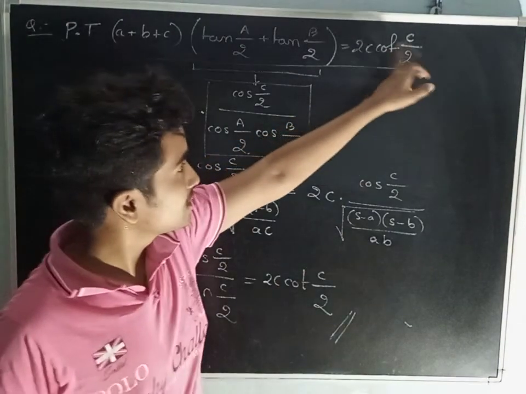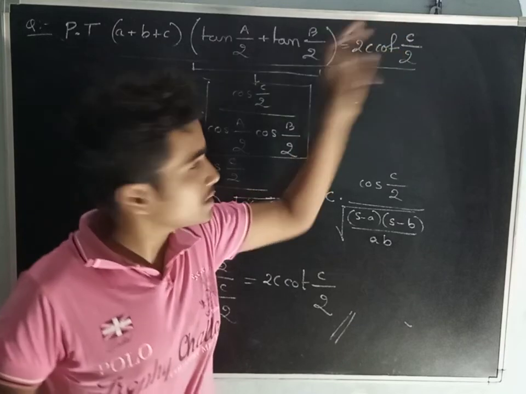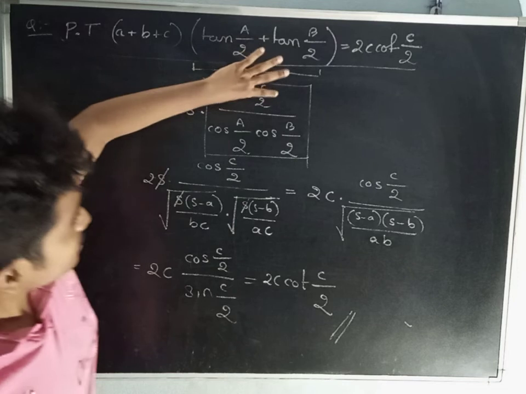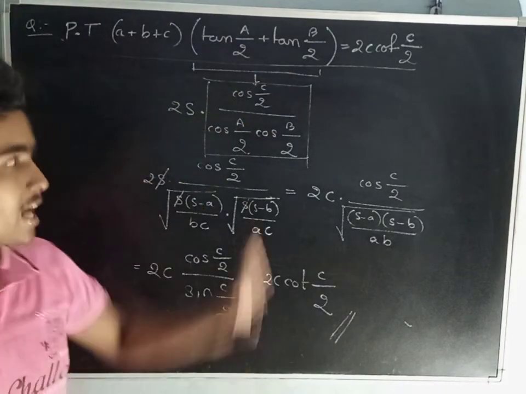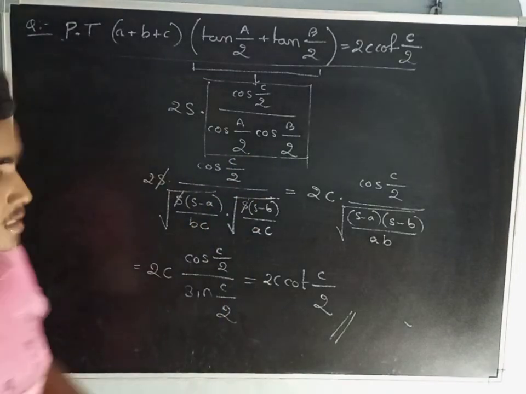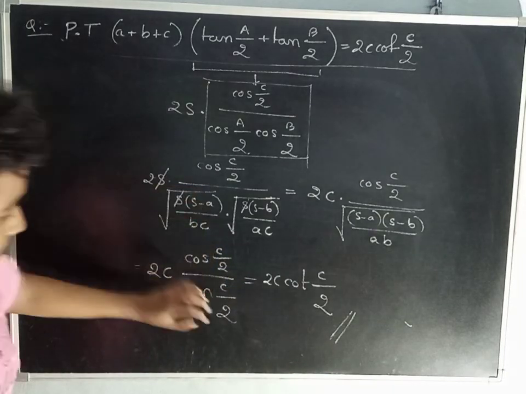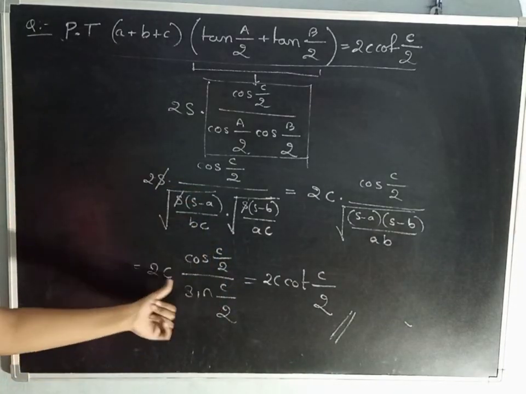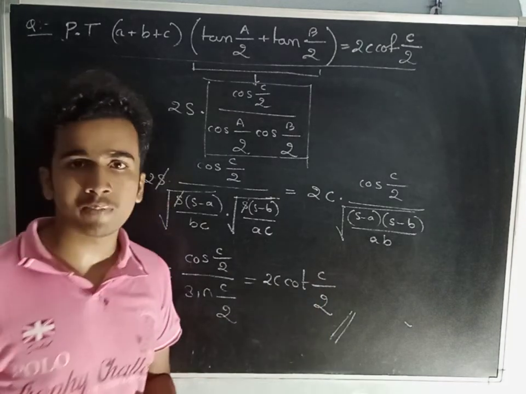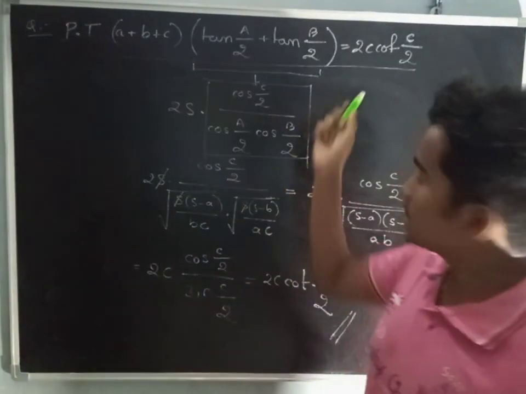When we consider the right hand side, cot C/2 is nothing but cos C/2 by sin C/2. It means we can understand that cos C/2 should be kept like this only, and we need to simplify cos A/2 cos B/2 with the half angle formulas, so that I am going to get cos C/2 the same everywhere, and I am going to get sin C/2, and this as 2c cos C/2 by sin C/2. This is how we can prove this relation.